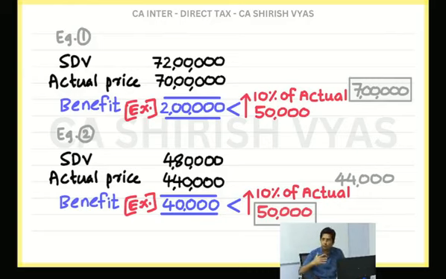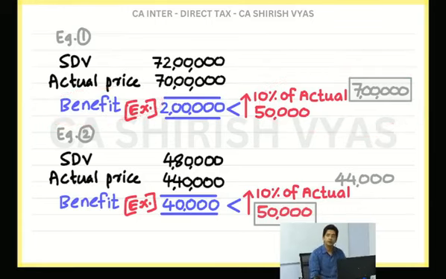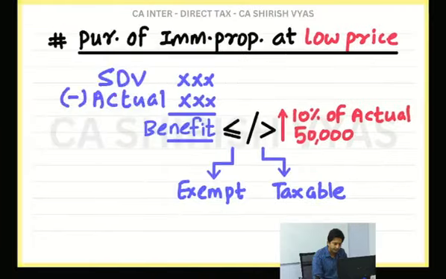In short, I want you to make a formula only. First compare SDV and actual price, find out the benefit on one side, and then on the other side apply that formula. Which one? 10% of actual price or 50,000, whichever is higher. And then see if the benefit is less than or equal to that formula amount, exempt. But if your benefit is greater than the formula amount, it will be taxable. Okay.